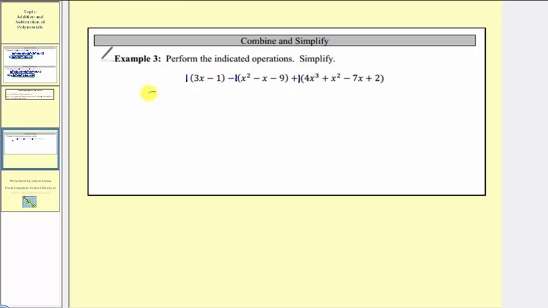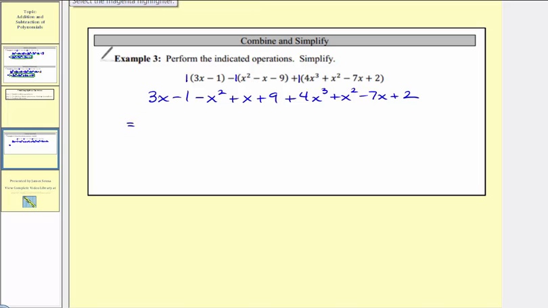So we have 3x minus 1, and then we'll have negative x squared. And negative 1 times negative x is positive x, so plus x. And negative 1 times negative 9 is positive 9, so we have plus 9. And then, of course, distributing positive 1 doesn't change anything, so we have plus x cubed plus x squared minus 7x plus 2. And now we'll combine like terms.